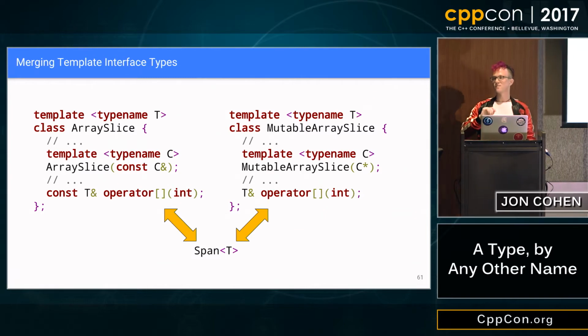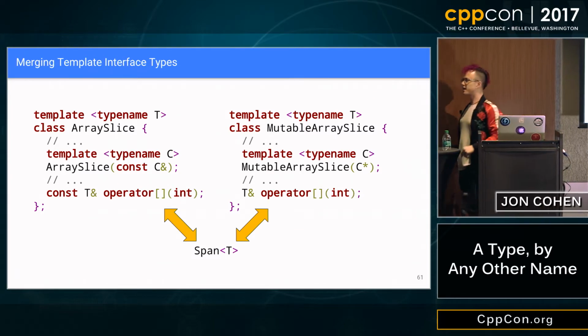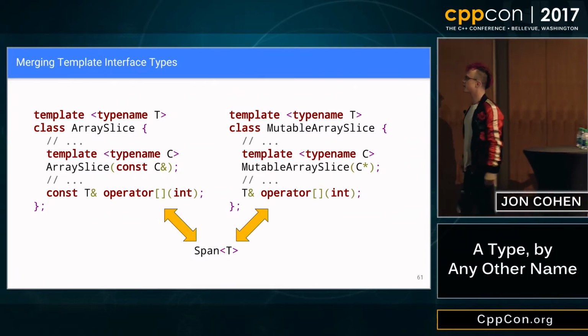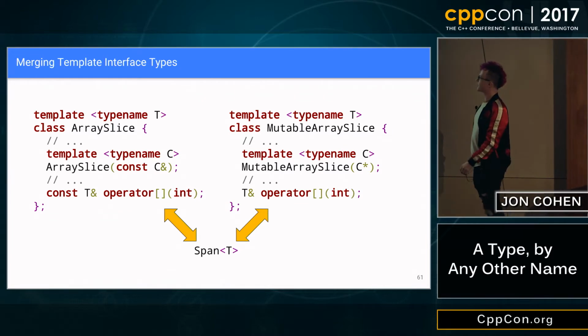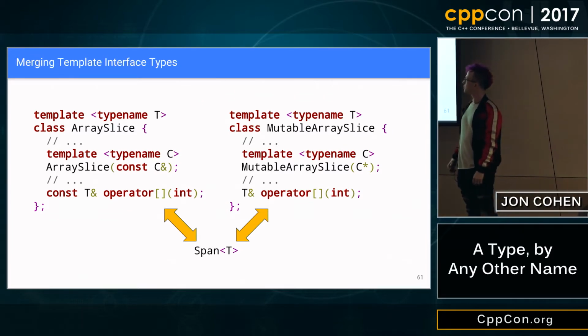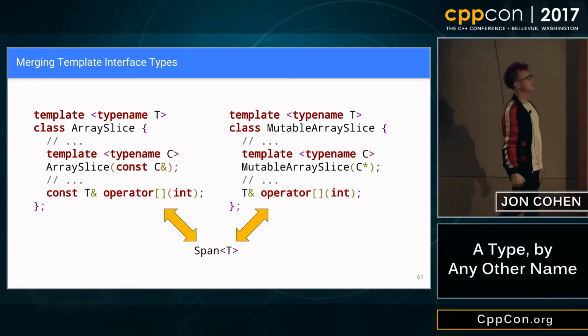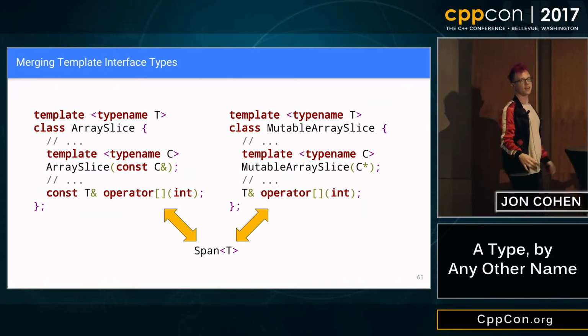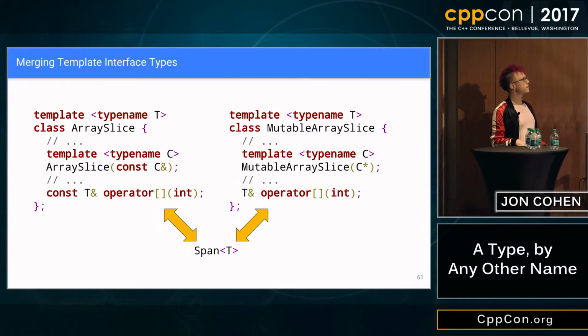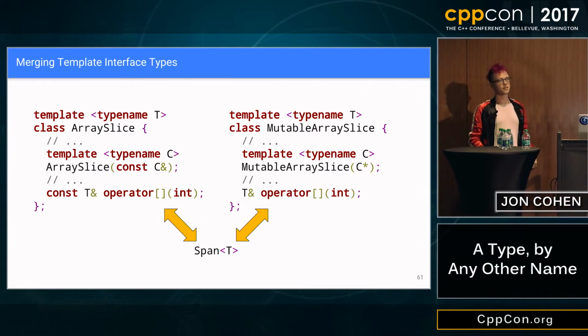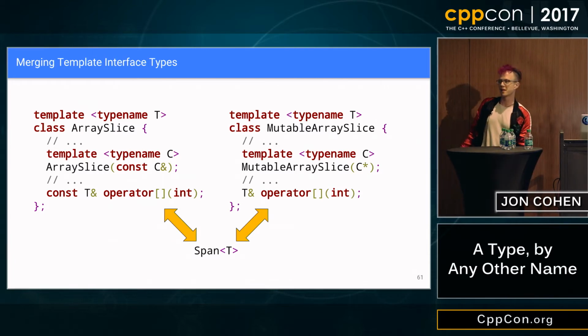So here's a little story. I'm going to tell a little story. Once upon a time, there was a type called array slice at Google. It's a non-owning view of contiguous memory, and it is read-only. It has a constructor that takes anything as long as it's contiguous in memory implicitly, and it has an operator[] that returns a read-only reference.